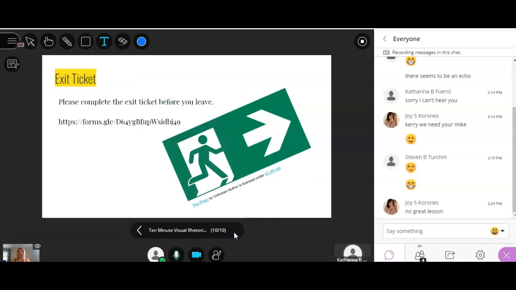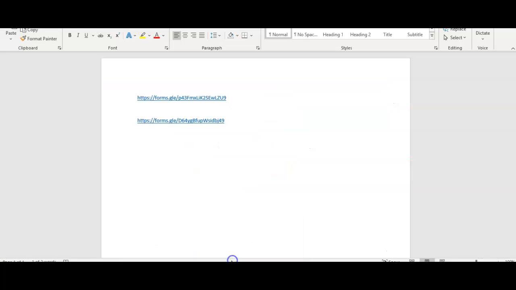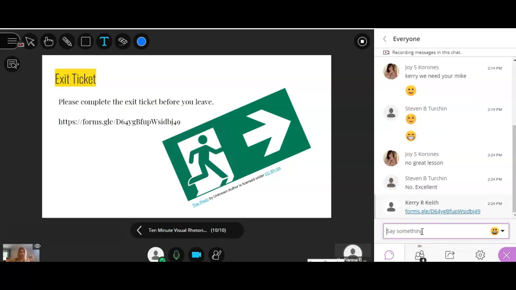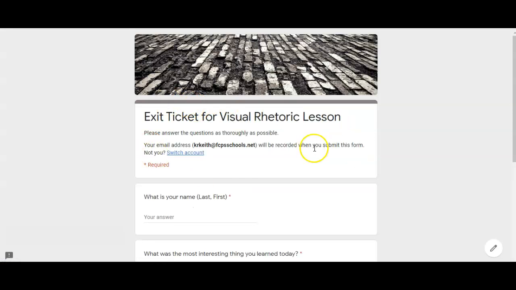Okay, so let's go to the exit ticket, and again, I will post this. Hold on. Okay. Oh my gosh. Okay, there we go. And I will post it in the chat so that you don't have to try and type it. And if you could just go to the exit ticket, I'm going to put it up here so that everybody can see.